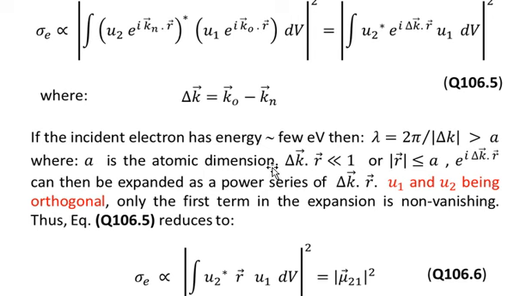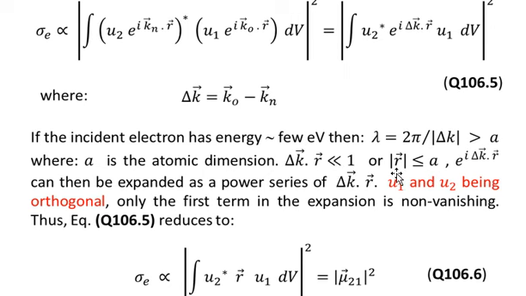So if an electron beam has an energy of the order of a few electron volt, then the de Broglie wavelength corresponding to such electrons will be much greater than the dimensions of the atom, where A represents the atomic dimensions. So if you represent A by the value R, then you can multiply it by delta K on the other side, and delta K dot R will be smaller than 2 pi, or we can say that delta K dot R will in principle be much less than 1.